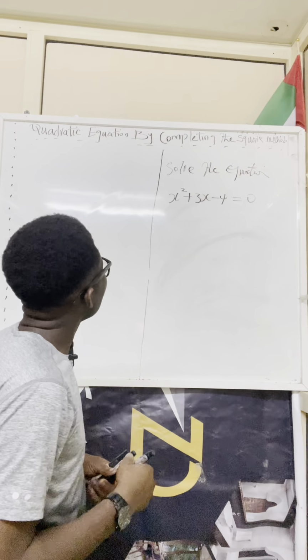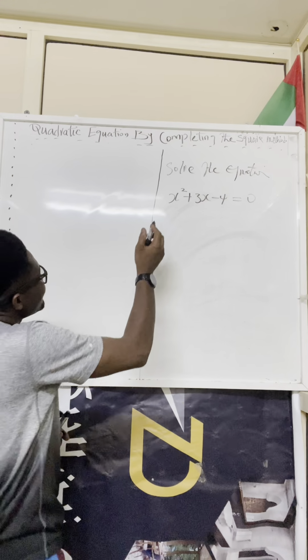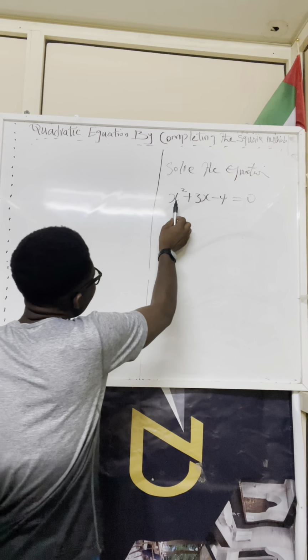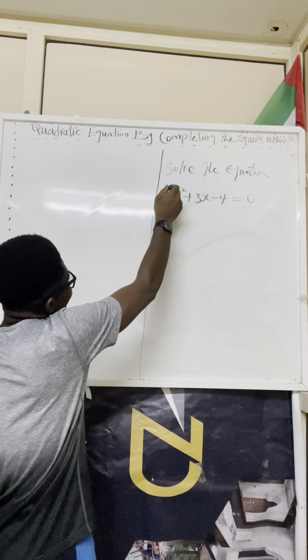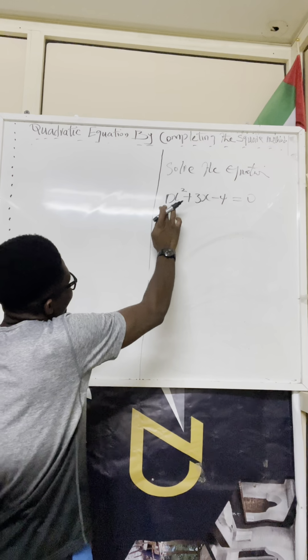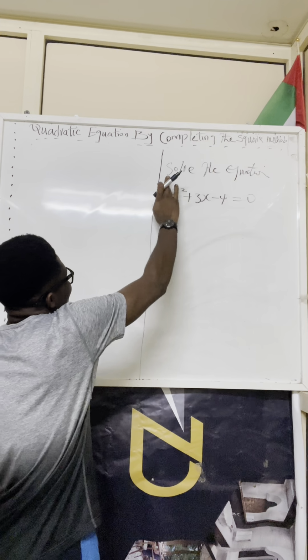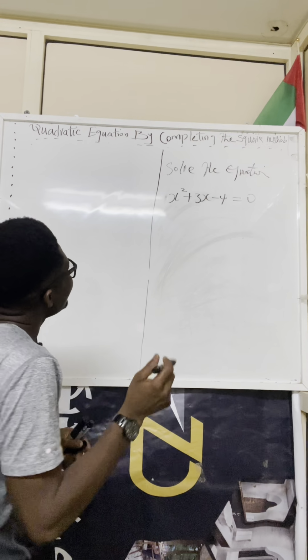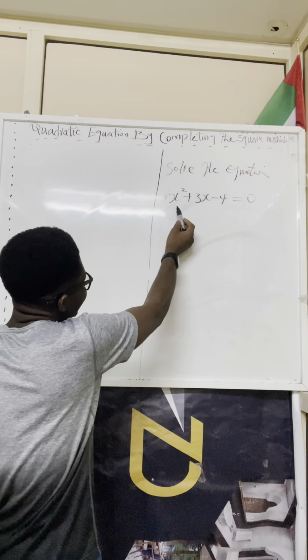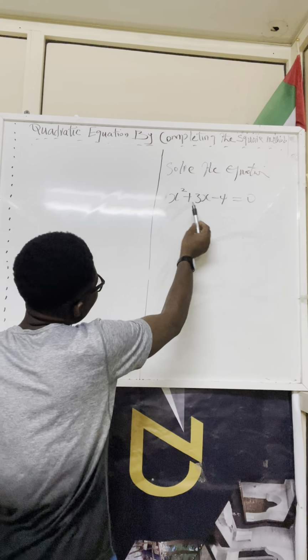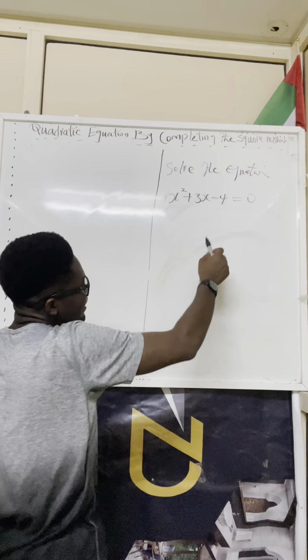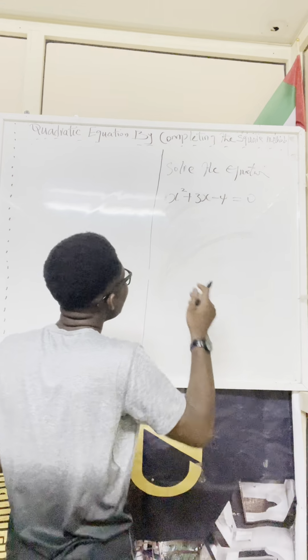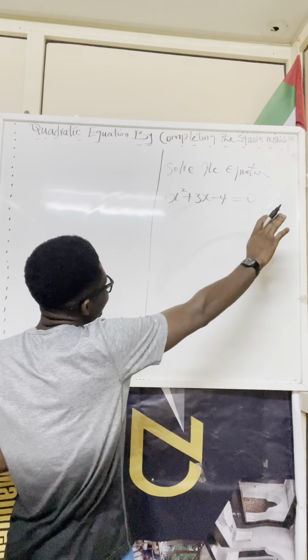Now looking at this question, you find out that the coefficient of x squared here is unit. Here it is 1, but you cannot write 1x squared, so you write x squared. But you know that the coefficient here is 1. So here you are already in unit. There is no need of dividing, because if you divide by 1, any number remains that number.